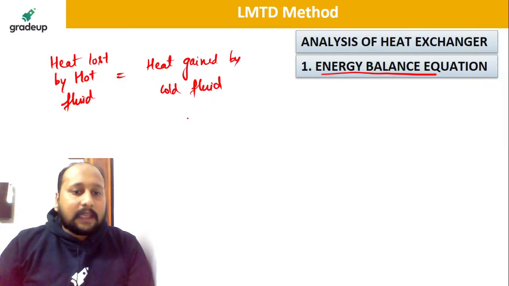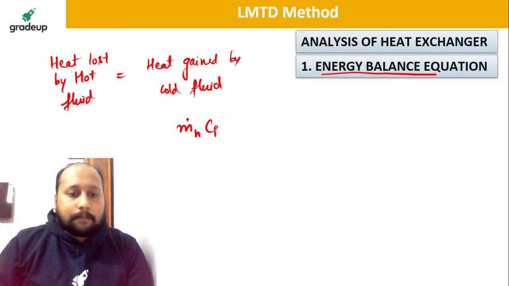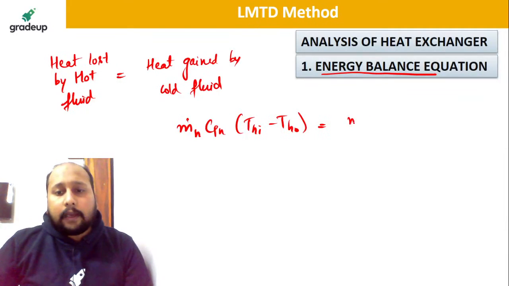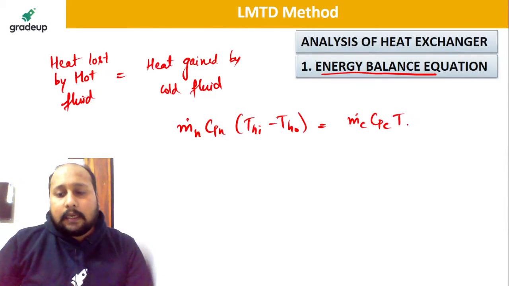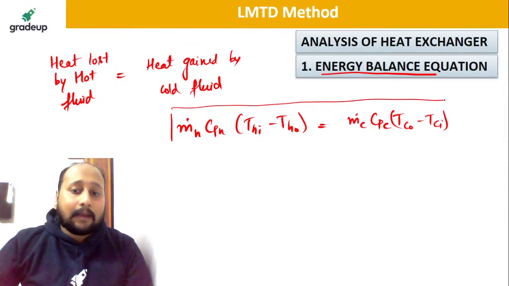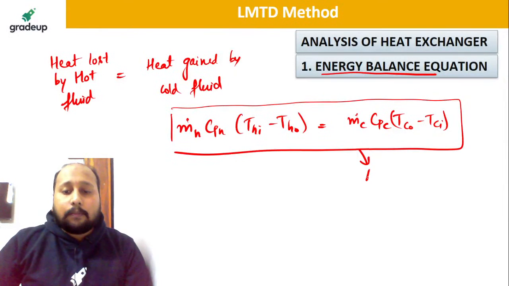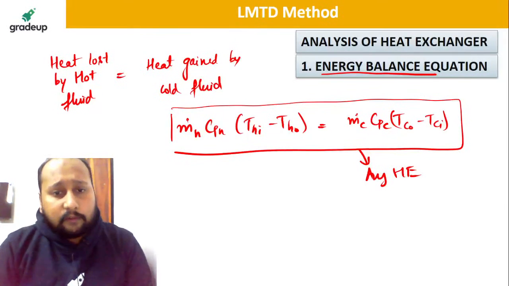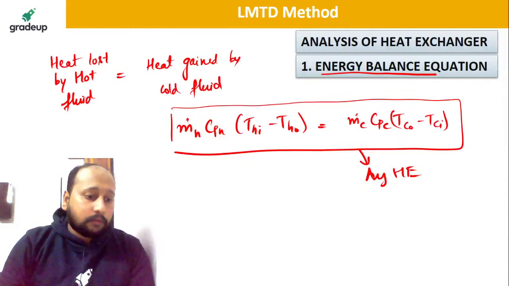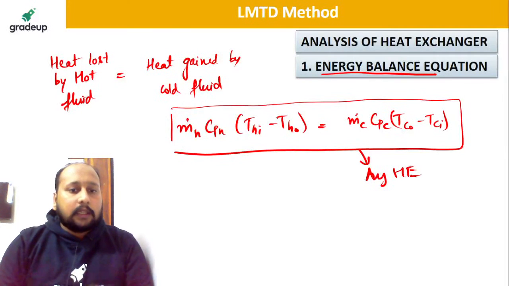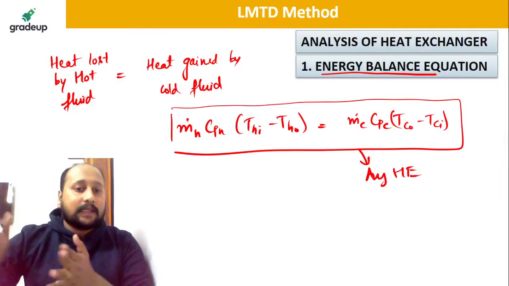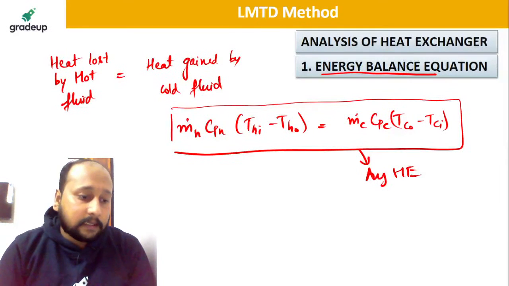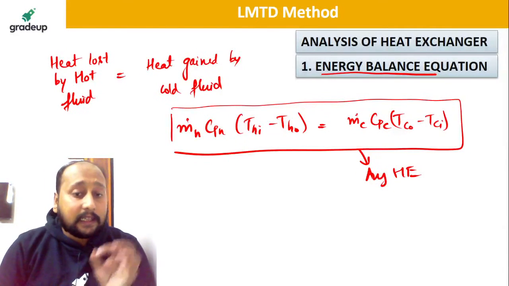So we can say that m dot h times cph times (Thi minus Tho) should be equal to m dot c times cpc times (Tco minus Tci). We call this the energy balance equation, and you can apply it in any heat exchanger, whether counter flow, parallel flow, or cross flow. Are you getting the point? The heat lost by the hot fluid is the same heat gained by the cold fluid. This is a very useful equation.